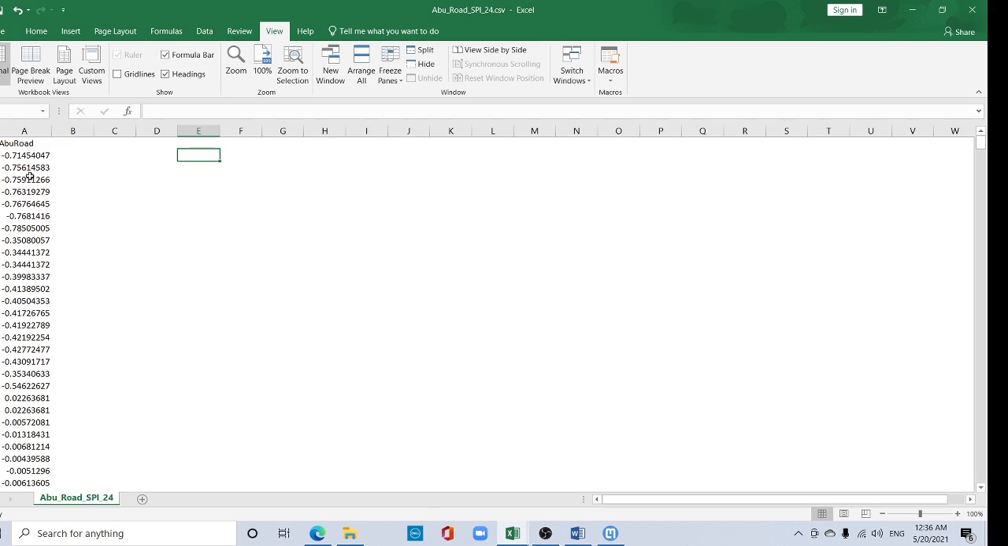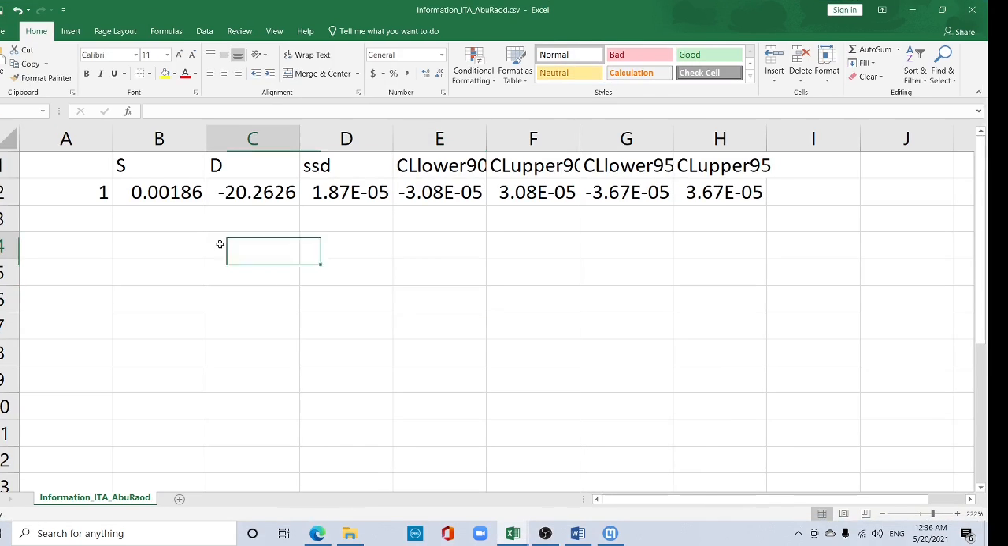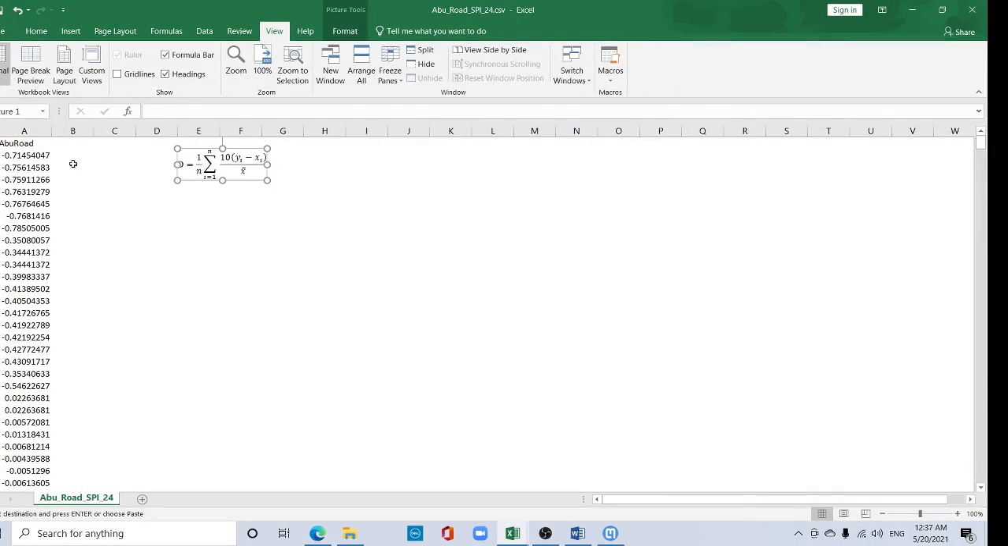Okay, this is my actual data, SPI analysis of Abu Road. In the previous lecture, I showed how to calculate it using R software. Here, this is the formula D, where D means S. In the previous lecture, I showed how to calculate this value using the same data, and I found S was 0.00186. So I just copied it, and using the same data, I got this result. S is equal to this value, 0.008855.